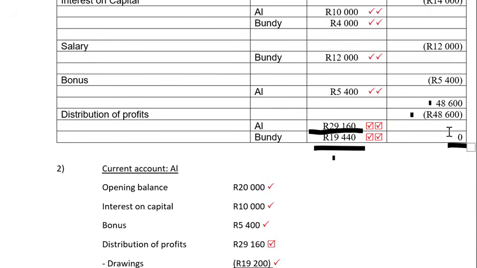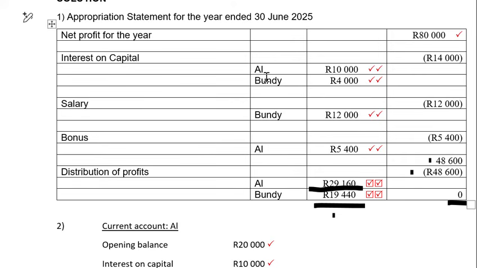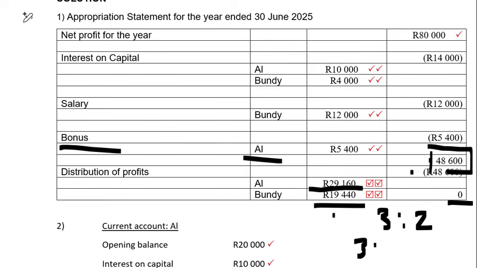Now this whole profit has been distributed, and the final balance here to show how the net profit was distributed is 0, because L and Bundy got interest on capital, Bundy got a salary, there was a bonus for L, and what was left is 48,600, and it was divided 3:2, which is 3 out of 5 for L and 2 out of 5 for Bundy.